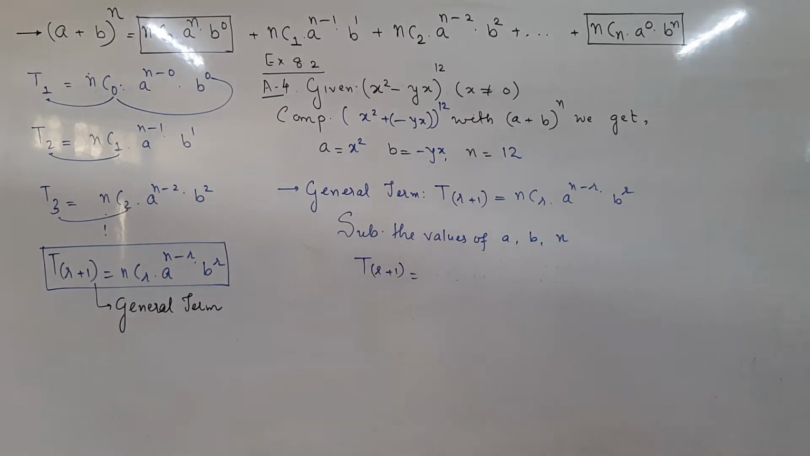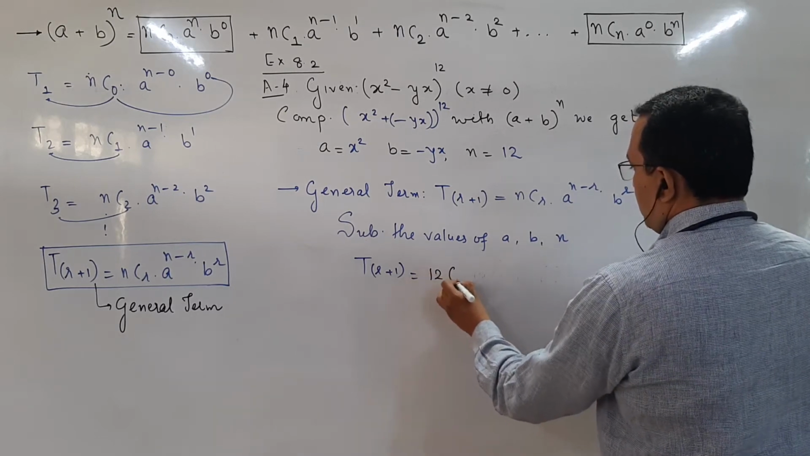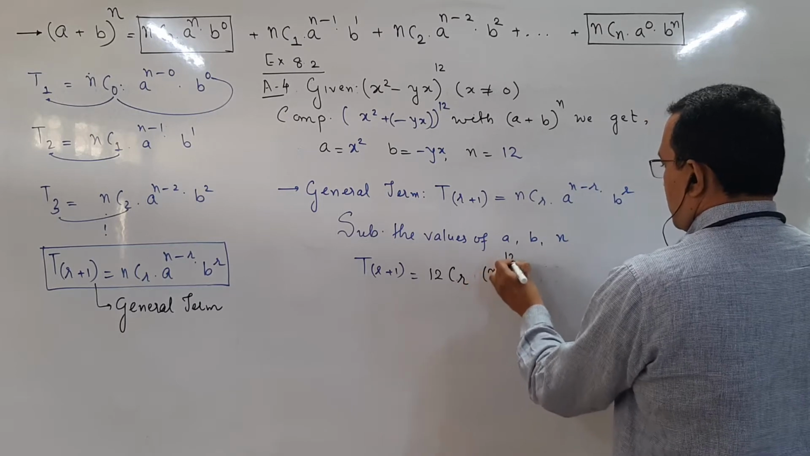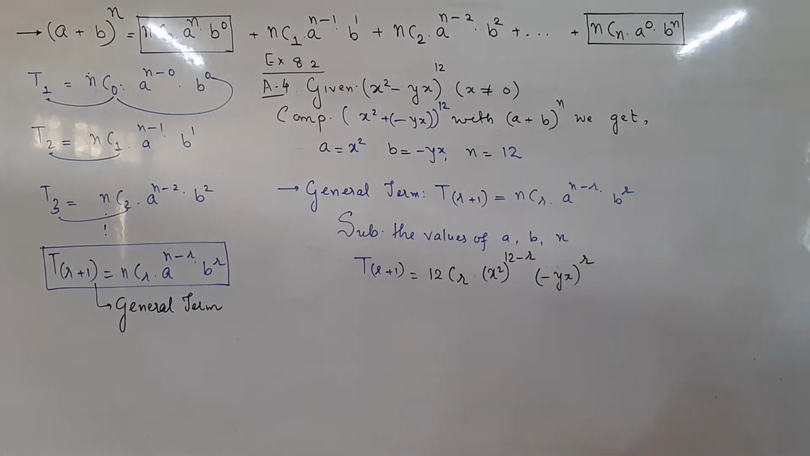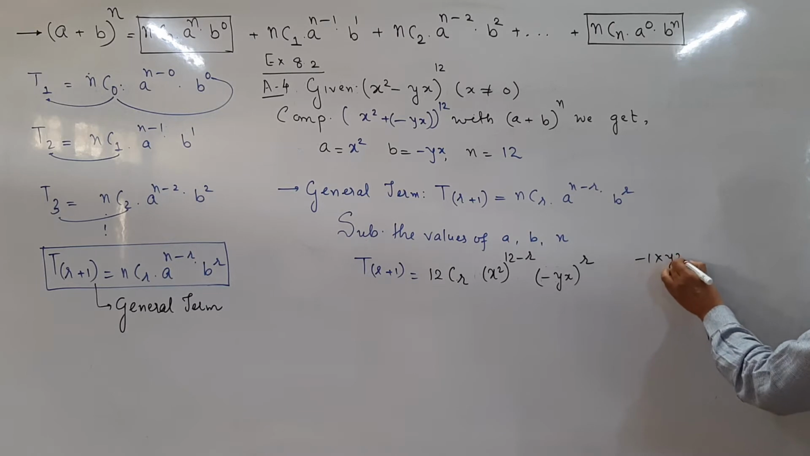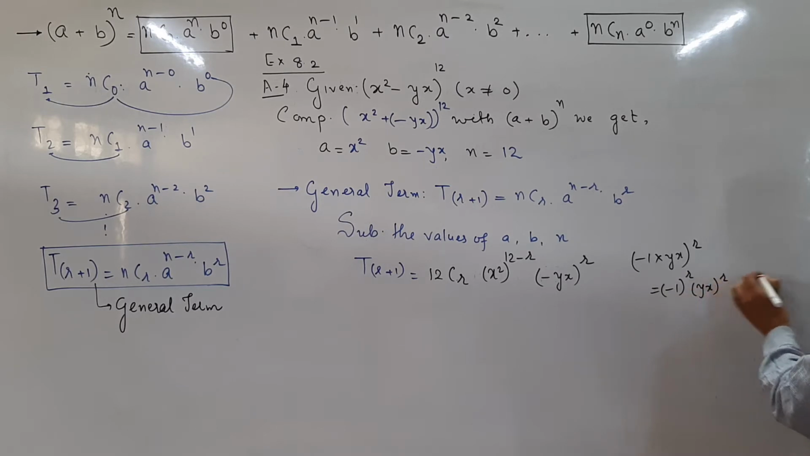So students, as per the algorithm, no change. The questions 3 and 4 are done by a similar logic, by a similar concept. So substituting the values of a, b, and n, we get n is 12, so 12 cr x square raised to n minus r, so 12 minus r, minus yx raised to r. Now this is written as minus 1 into yx raised to r, and that is minus 1 raised to r into yx raised to r.